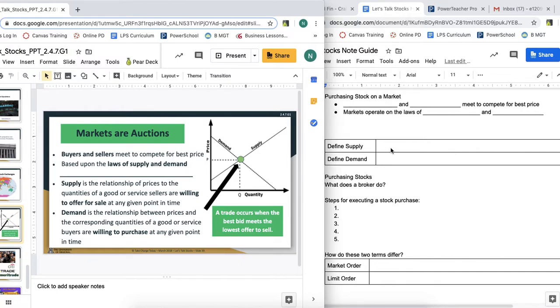So the definition of supply is going to be the relationship of prices in relation to the quantities of goods, whereas demand is the opposite. So the relationship of prices and the corresponding quantities that buyers are willing to purchase. So supply is all about sellers willing to sell, and demand is about buyers willing to purchase. So, like you can see in this chart, the trade is going to occur right at the middle point. So the lowest price that a seller is willing to sell their stock for.